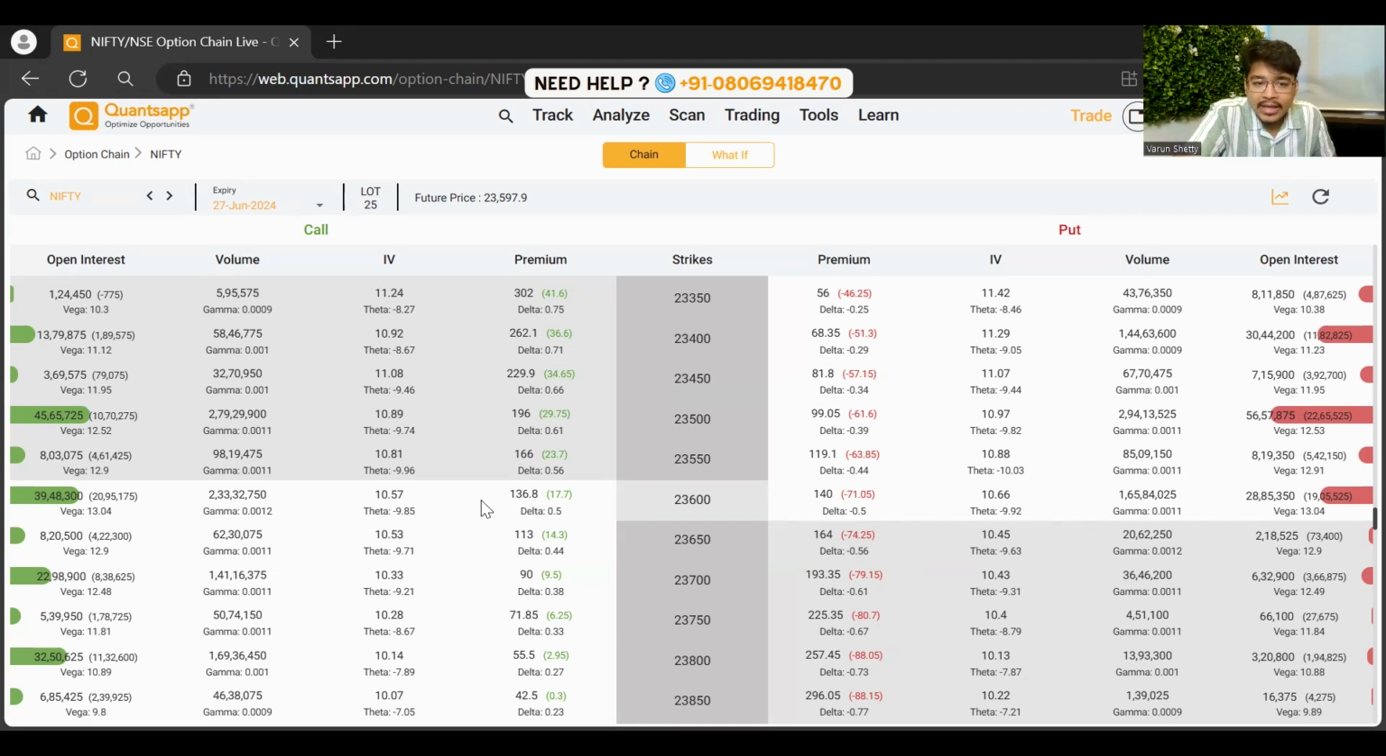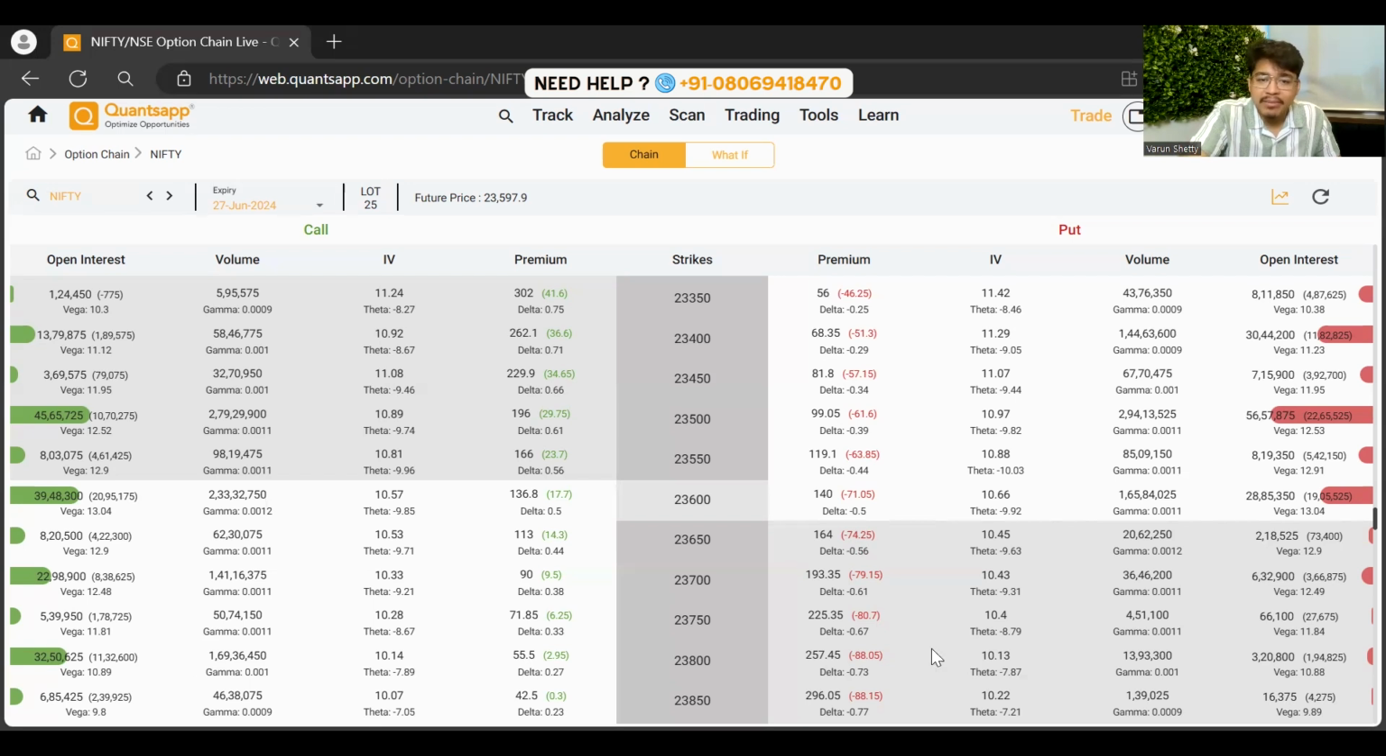Okay. Then we have theta. Theta again is in terms of rupees. Okay. Theta is nothing but time decay. Okay, so time can never be positive. Time always keeps on decreasing. So theta will show you the exact time decay of that particular day.